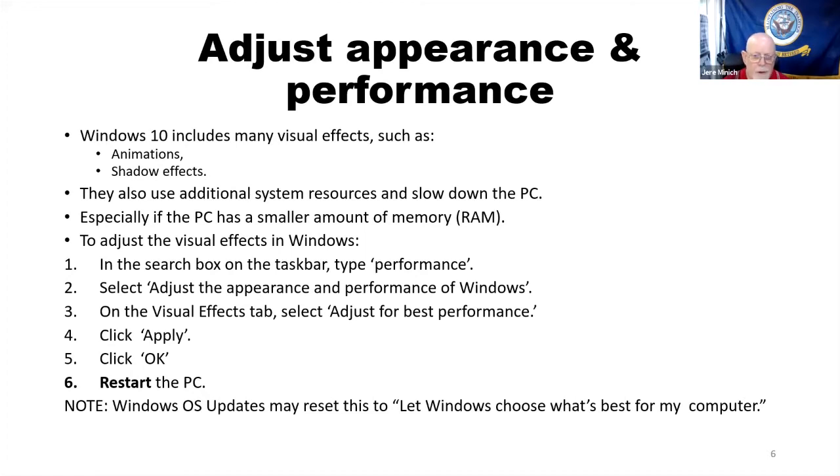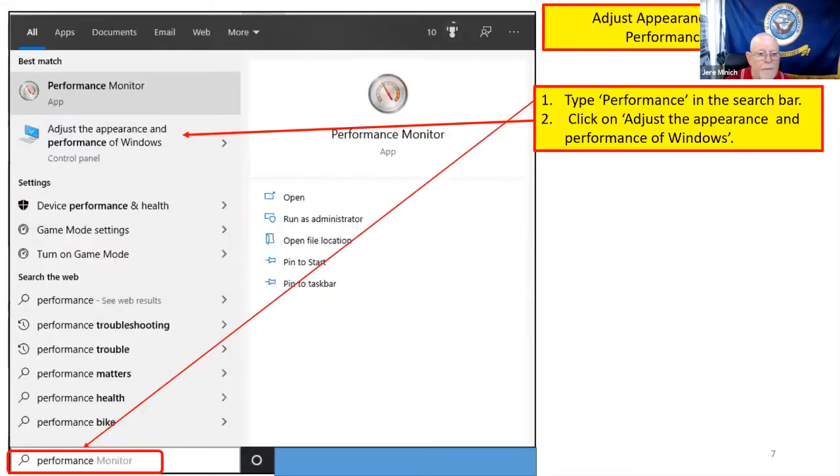So how do you adjust appearance and performance? I have the steps here. Let me show you what it looks like. Down in the bottom, next to your start button, there's a search bar. You type in the word performance, and you're going to get Performance Monitor pop up, but you want to go to Adjust the appearance and performance of Windows. So you click on that.